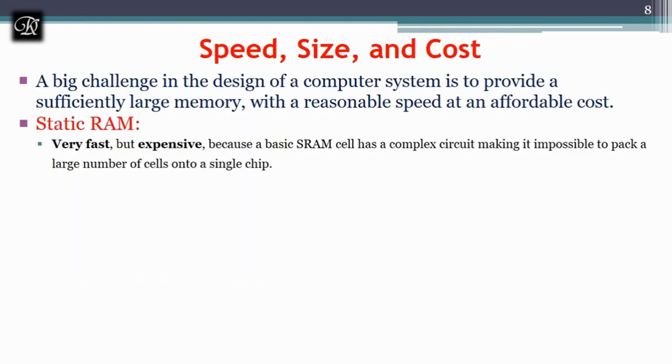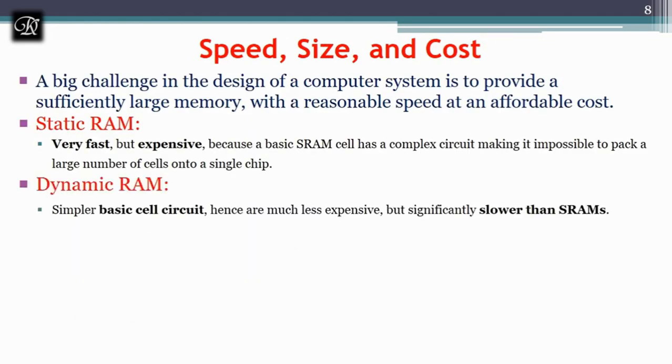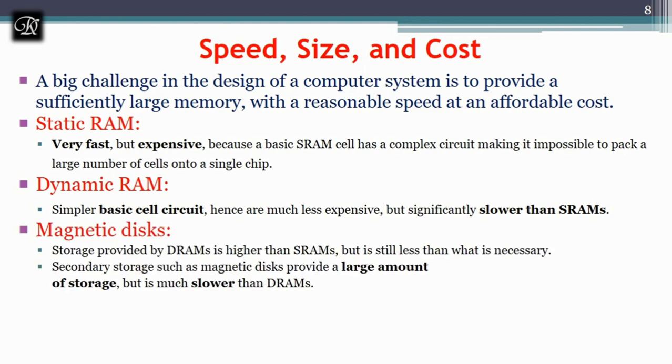Next we'll see speed, cost and size. Static RAMs are fast, but they are expensive. Dynamic RAMs are a little slow compared to static RAMs, but they are not as expensive as static RAMs. And magnetic disks, which we call hard disks, are cheaper than dynamic RAMs and static RAMs. But when it comes to magnetic disks, they are huge in size.